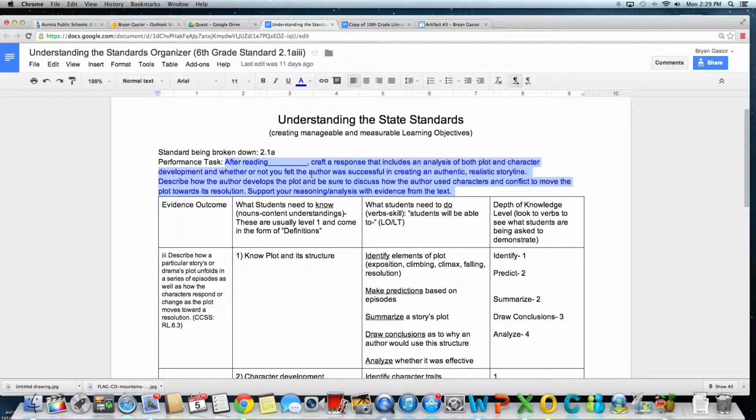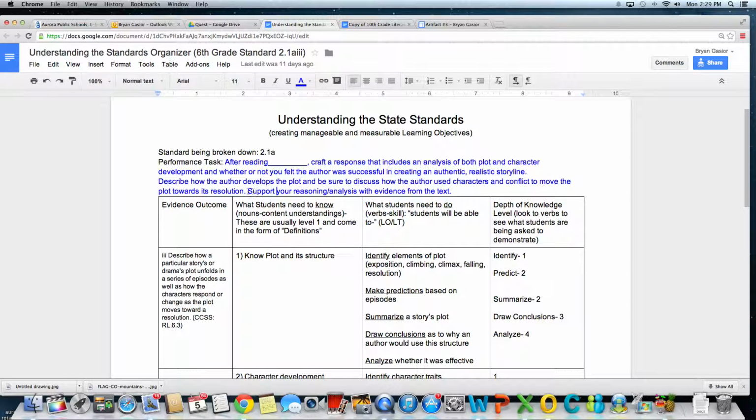After reading blank, craft a response that includes an analysis of both plot and character development, and whether or not you felt the author was successful in creating an authentic, realistic storyline. Once again, these performance tasks can be created by teachers depending on what they want students to be able to know and do. There may not be too much sway because this evidence outcome over here is pretty specific and it connects nicely to this performance task. Then we're asking students to describe how the author develops the plot and be sure to discuss how the author used characters and conflict to move the plot towards its resolution. Support your reasoning and analysis with evidence from the text.